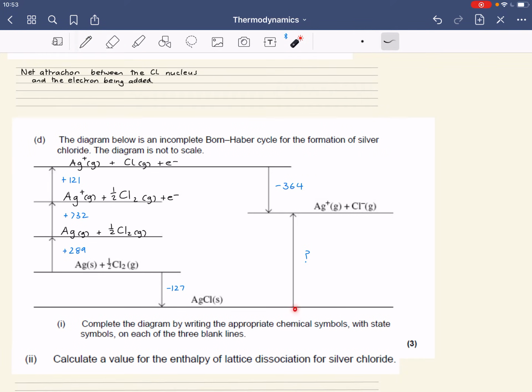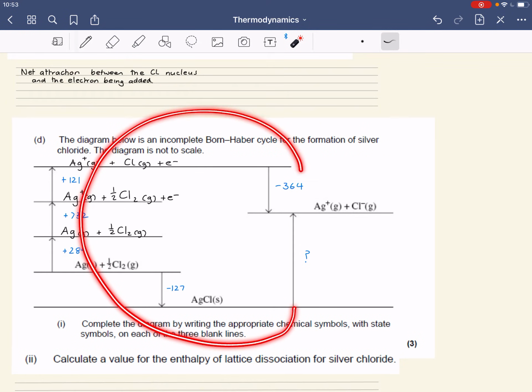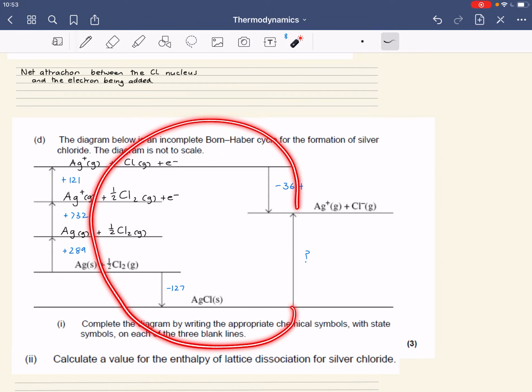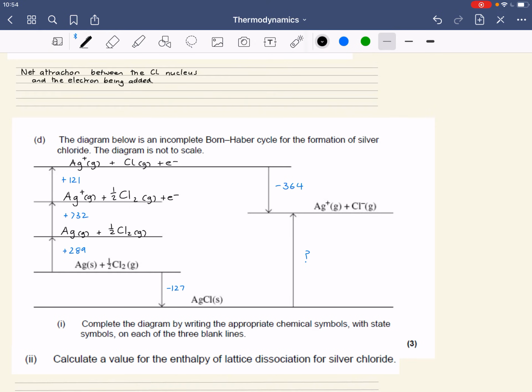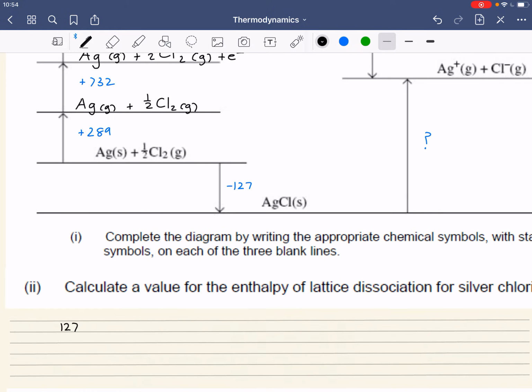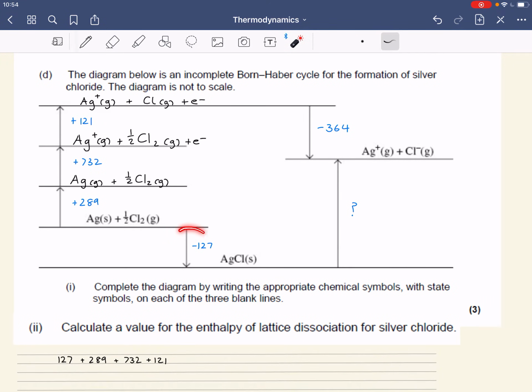And now, remember, we're going to go in this direction. Heads of the arrows and bases of the arrows should meet. So any arrows that go the wrong way, remember, the sign changes. If I'm going this way, then the 127 becomes plus 127. And it is again plus 289 because the arrow's going the right way. And we've got plus 732 and plus 121. In fact, all these arrows apart from this one are going the right way, so that stays as minus 364.